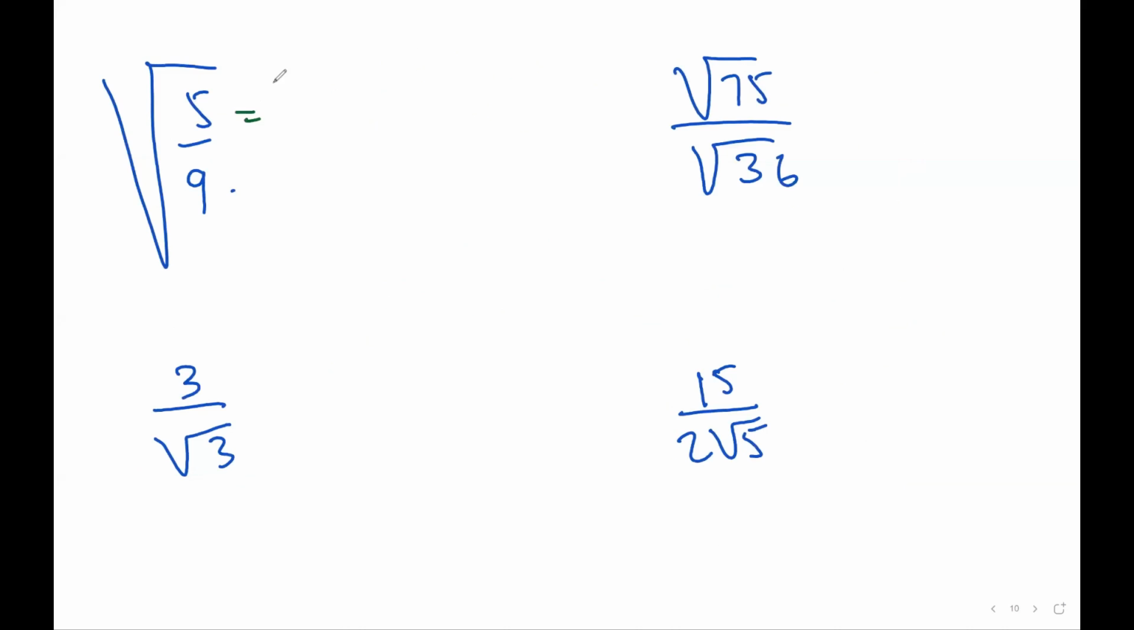Next, this will be like this, root of 5 over root of 9. What is root of 5? It will be only root of 5. What is square root of 9? It is 3. So your answer will be root 5 over root 3.